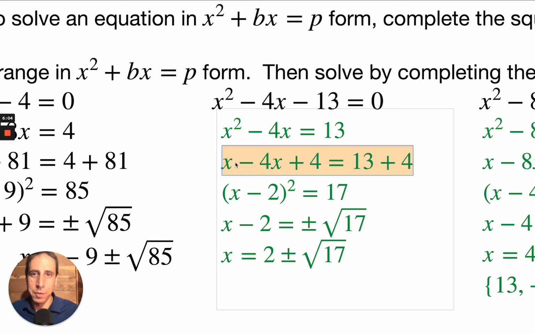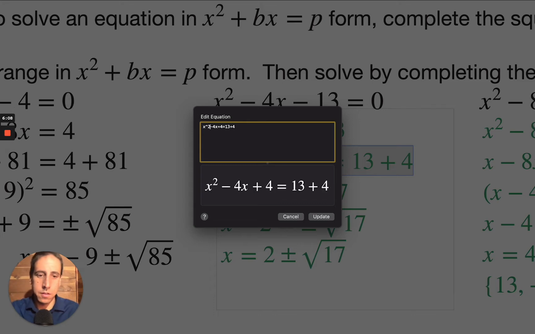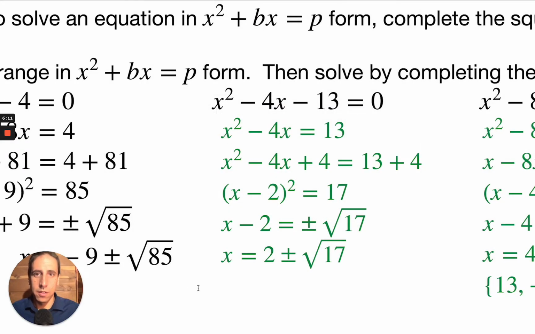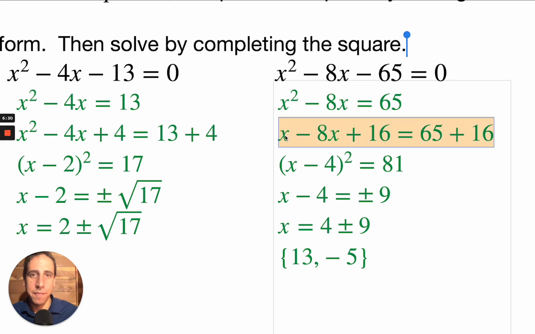I must have copied and pasted my same error multiple times. Okay, so we get x squared minus 4x plus 4. That's actually a perfect square trinomial. a is equal to x, b is equal to 2, and so we get x minus 2 squared is equal to 17. Taking the square root of both sides and adding 2, we get this. Yep, copied and pasted the error.